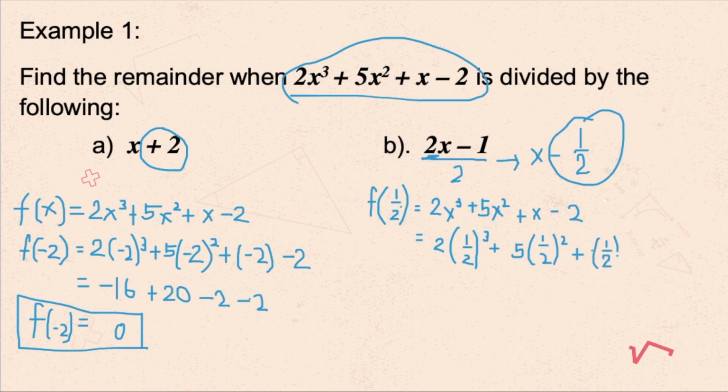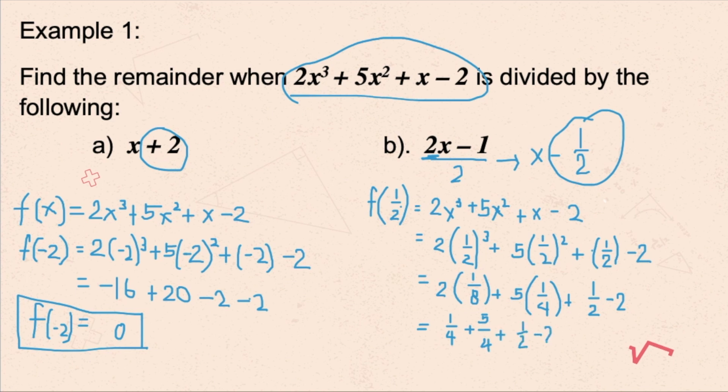So evaluating this, 2 times 1 half to the third power is 1/8, plus 5 times 1 half to the second power is 1/4. Then copy 1 half minus 2. So multiplying 2 by 1/8 will be 1/4. And then 5 times 1/4 is 5/4. Then copy again 1 half minus 2. So adding 1/4 to 5/4 will have 6/4 or 3 halves, plus 1 half is 4/2, and that becomes 2.